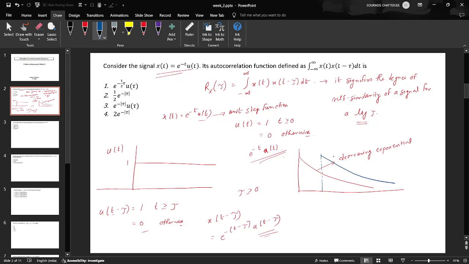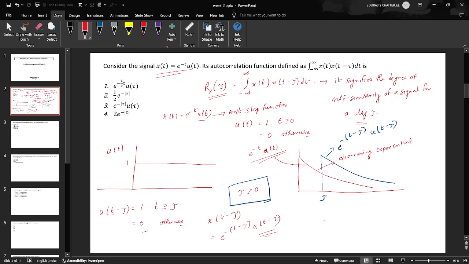So this one is here, e to the power minus (t minus tau) u(t minus tau), and this point here is tau itself. We already considered that we are focusing on the case when tau is greater than 0. And this one here is e to the power minus t u(t). So now you see this integral here as per the definition of the autocorrelation function.